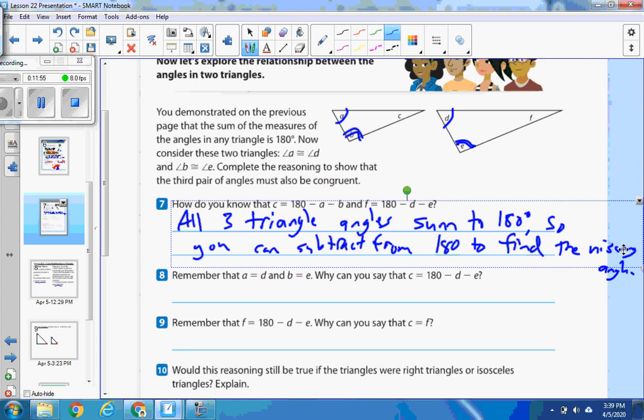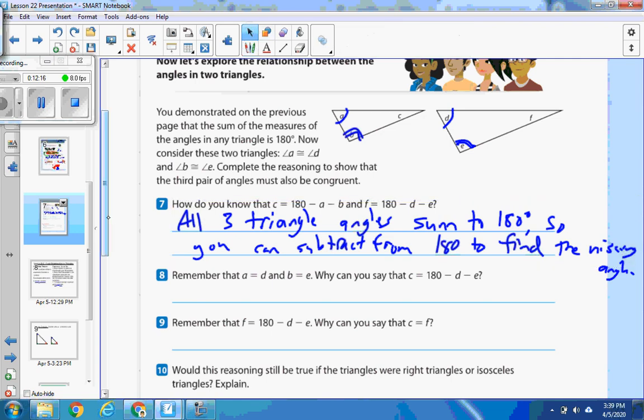All right. So number 8, remember that A and D are equal and B and E are equal. We have that marked. Why can you say that C is equal to 180 minus D minus E? Now those aren't even in the same triangles, the C and the D and the E. But let me show you why. It's kind of like what we talked about on the other page. Since we know that they're equal, the first thing we said was C, number 7, equals 180 minus A minus B.